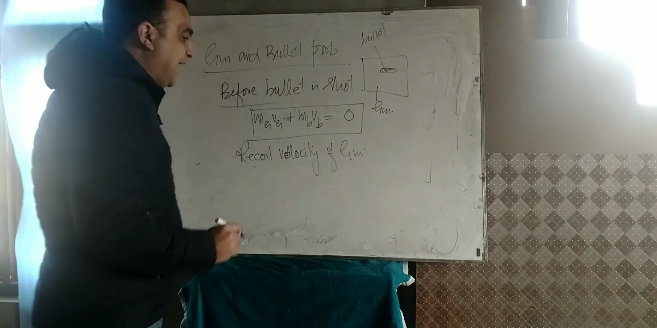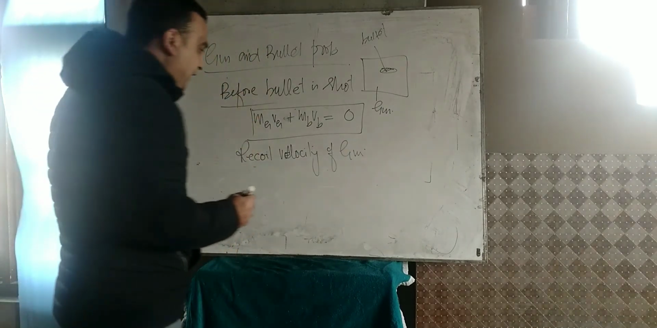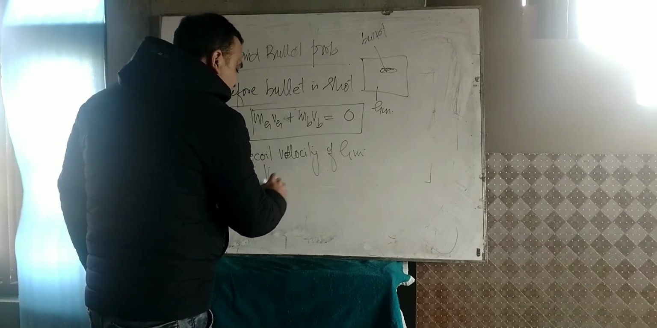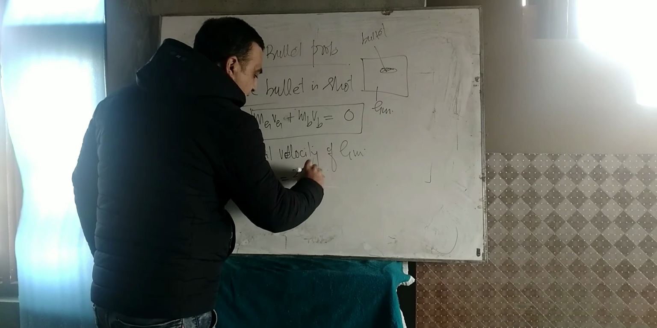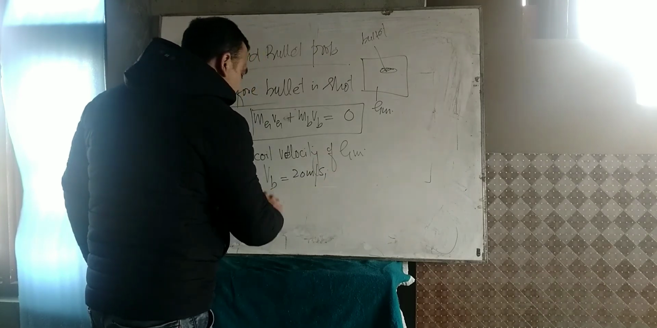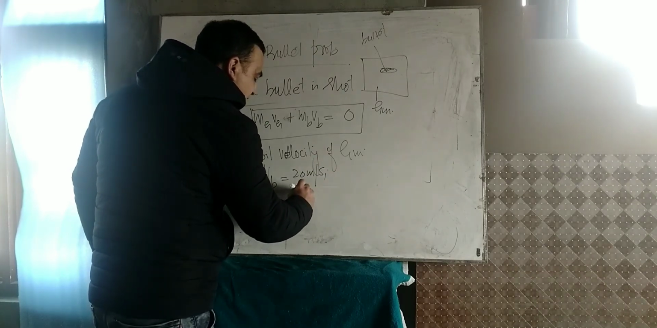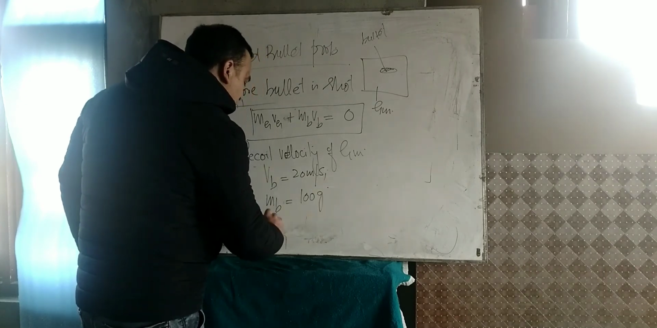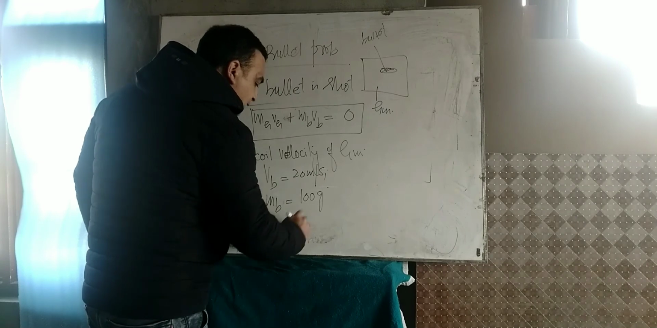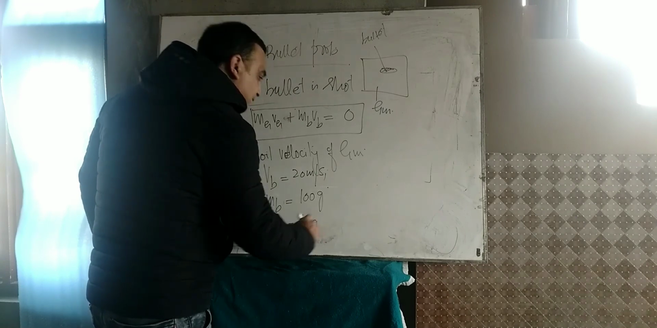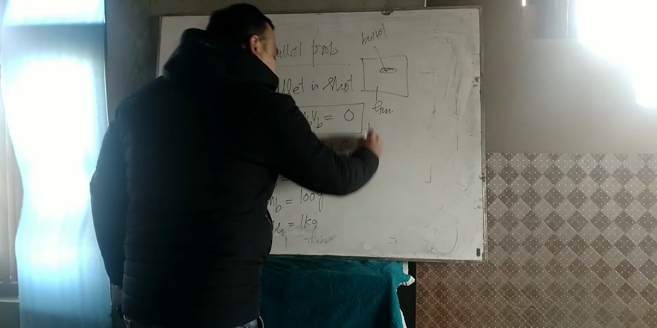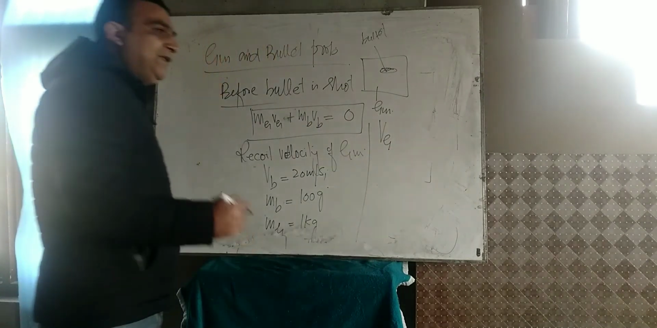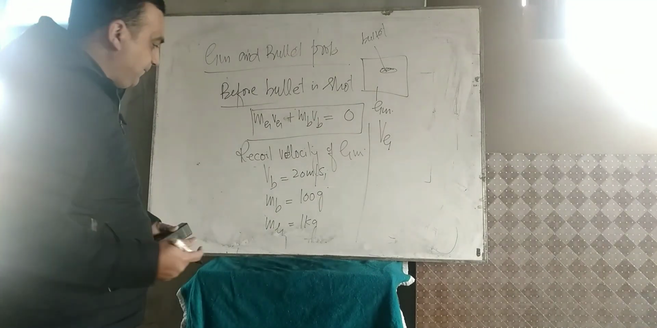Now let us take an example, the same example that has been quoted here. I have a bullet and it is shot with the velocity 20 meter per second. The mass of the bullet is, say, 100 grams. The mass of the gun is, say, 1 kilogram. What I have to find is the recoil velocity of the gun, and what will be the direction of that velocity as well.